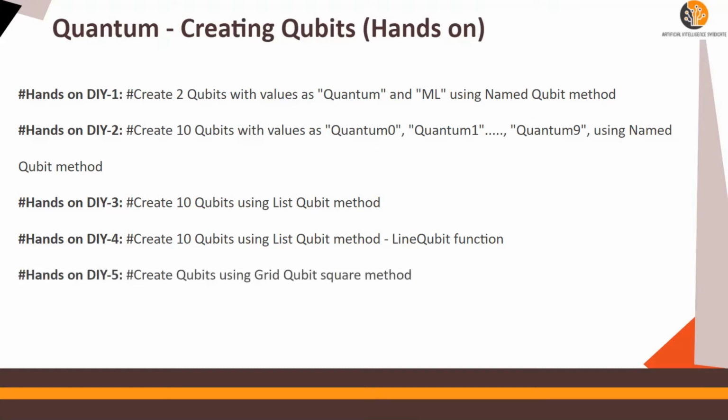All right, hands-on DIY 5: create qubits using the grid qubit square method. Pause the video, try it yourself. All right, hands-on DIY 6: create qubits using the grid qubit rectangle method. Come back and see the solution. Pause the video. Okay, so let's see the solution now.